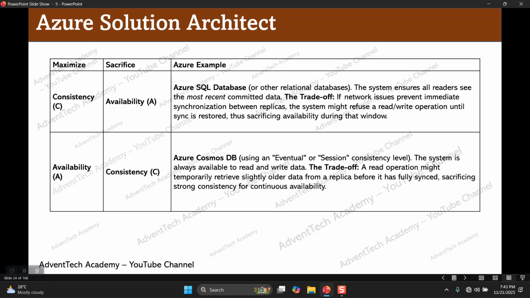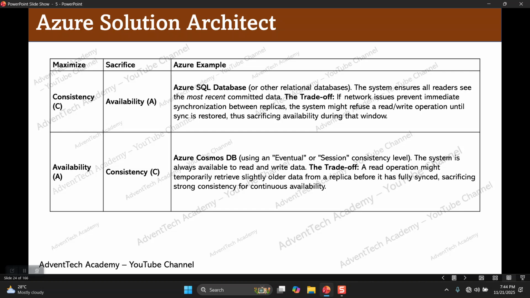So if you want to improve the consistency, the trade-off is availability. For example, we can deploy Azure SQL Database. This system ensures all readers see the most recently committed data. The trade-off is that when a network issue prevents immediate synchronization between replicas, the system must refuse read and write operations until the sync is restored, thus sacrificing availability during that window.